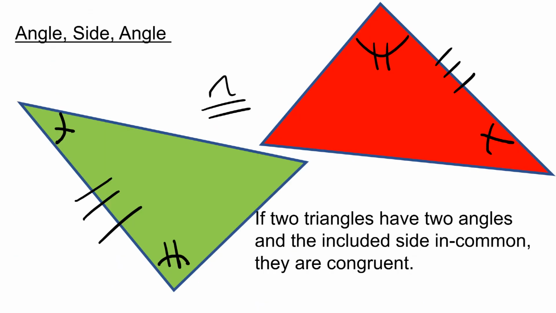Our next property is angle, side, angle. So this time, if two triangles share two angles and the side in between, they are congruent. So two angles, and what we could say really is the included side, the side in between. This makes the two triangles congruent.